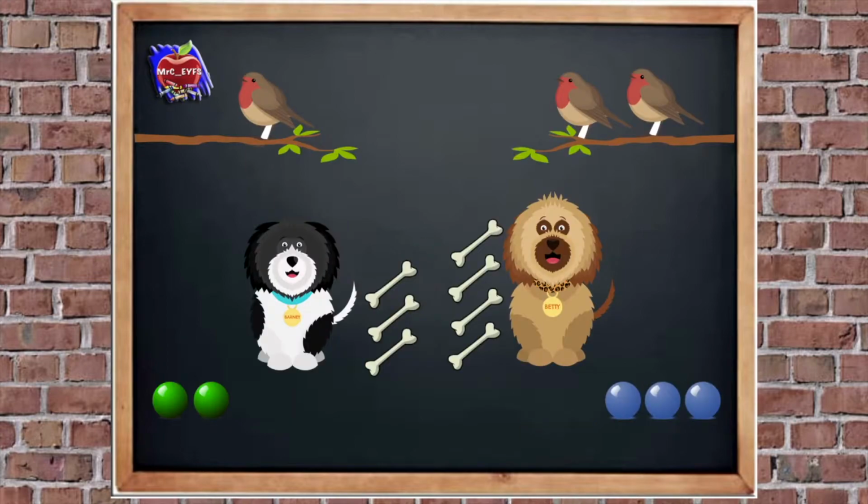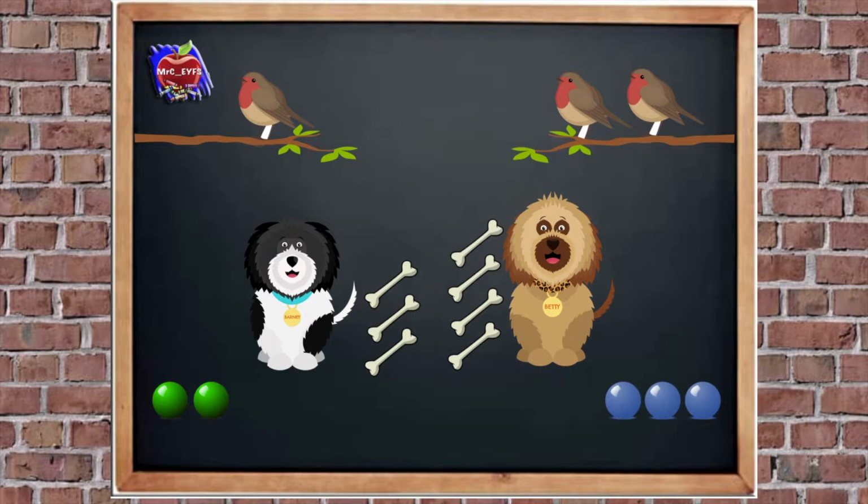Well done. Right, so here's Barney and Betty. And you know, they've both got some bones. So let's have a look. Who has got more bones? Is it Barney or is it Betty? Right, let's count them just to check. Let's see how many Barney's got. He's got 1, 2, 3. So Barney's got 3 bones. Let's count Betty. 1, 2, 3, 4.